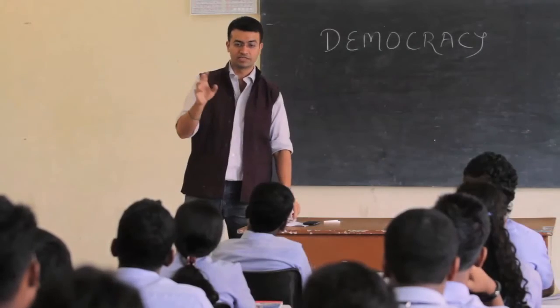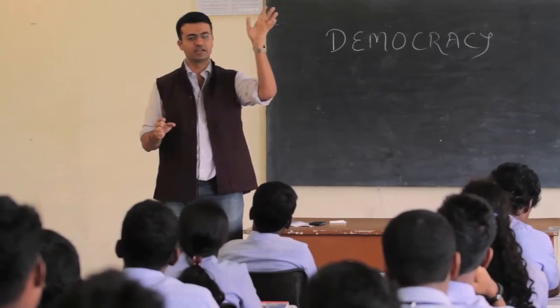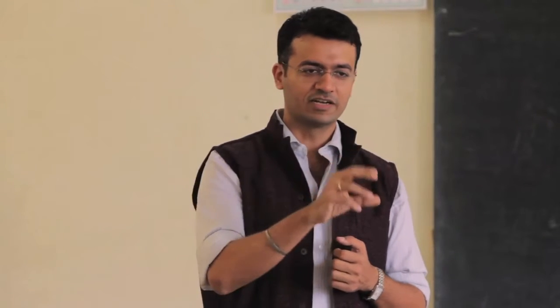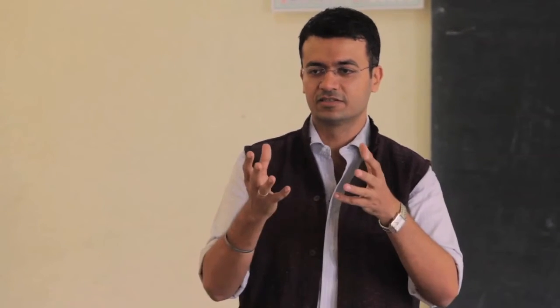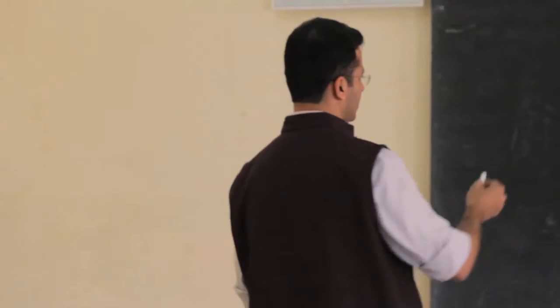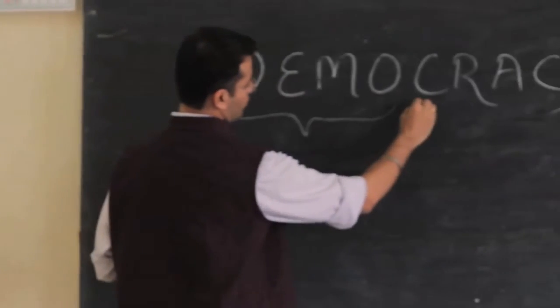So where do you think this system started? Which was the first country that tried democracy? But Greece was the first country that started or tried out a democracy, a system where citizens rule. So interestingly, this word comes from 2 different words.